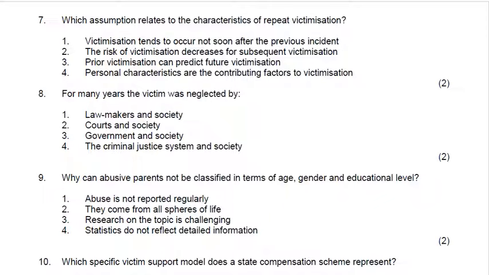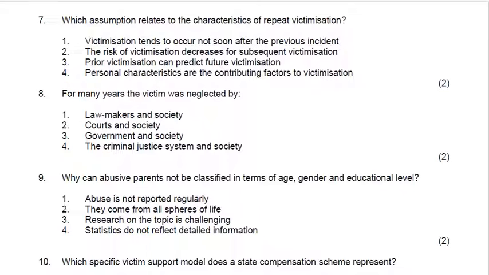Question 7. Which assumption relates to the characteristics of repeat victimization? The answer is 3, which is prior victimization can predict future victimization. That is found on page 22 of our study guide. Next question. For many years, the victim was neglected by, the answer is 4, which is the criminal justice system and society. That is found on page 72 of our study guide.